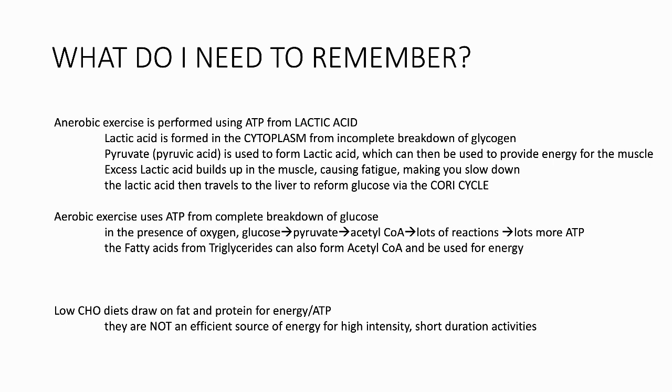Excess lactic acid can build up in the muscle, and that can cause the tissue, the muscle fibers, to fatigue. That tells you to slow down. And when you slow down, the lactic acid then leaves the muscle tissue, travels to the liver, and resynthesizes glucose by the Cori cycle. Aerobic exercise uses ATP from complete breakdown of glucose. In the presence of oxygen, that pyruvate can enter into the mitochondria, forming acetyl-CoA, going through lots of reactions and giving us a lot more ATP. Also, the fatty acids from triglyceride can form acetyl-CoA and be used for energy.